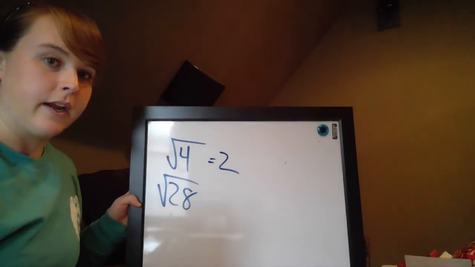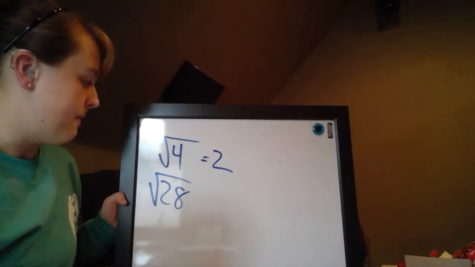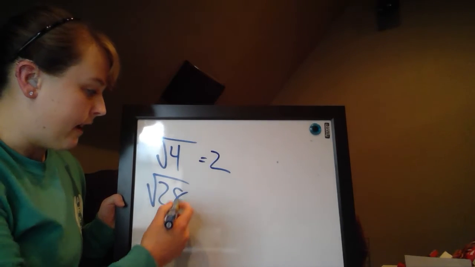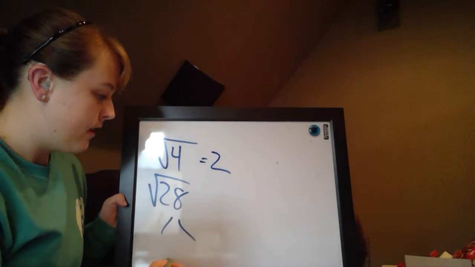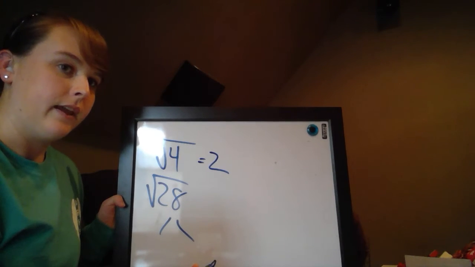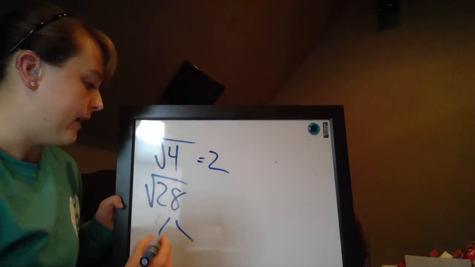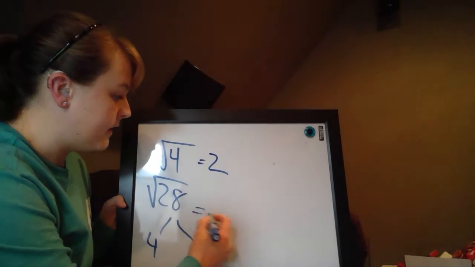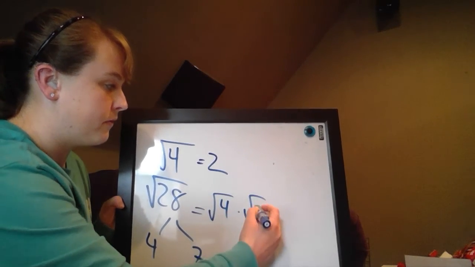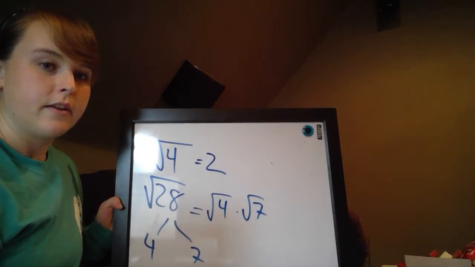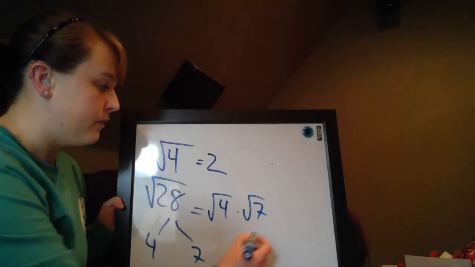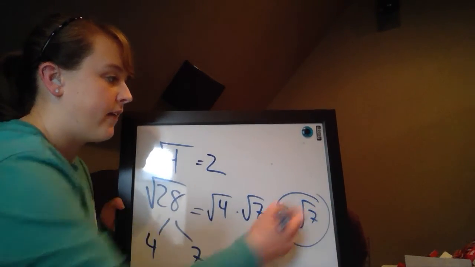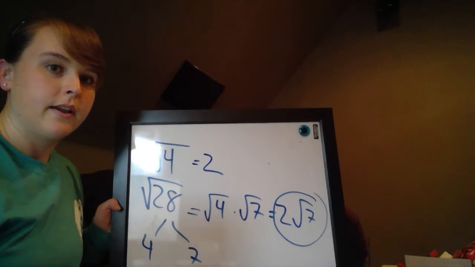Is that as simple as we can go? Well, it turns out it's not. We can break the square root of 28 down a little bit further. So if I break this down into some things that multiply to get 28, one thing I can think of is 4 and 7. So the square root of 28 is really like the square root of 4 times the square root of 7. And the square root of 4 is 2. So this is just 2 times the square root of 7. And this would be the simplified version of the square root of 28.